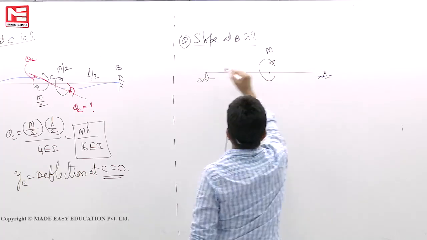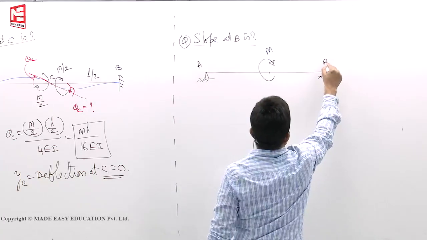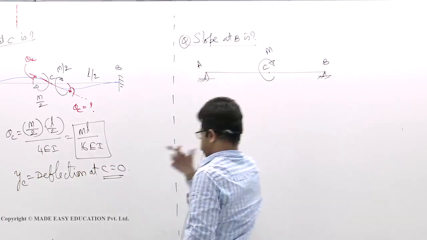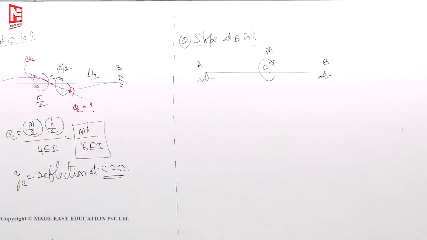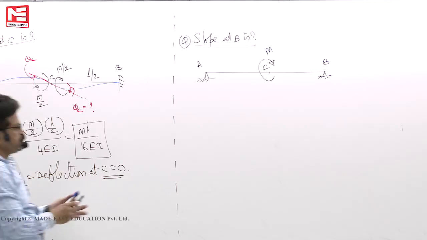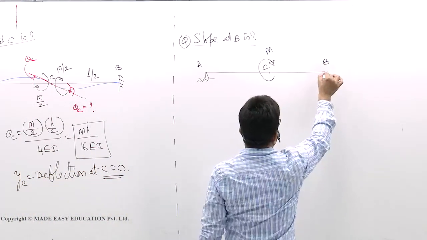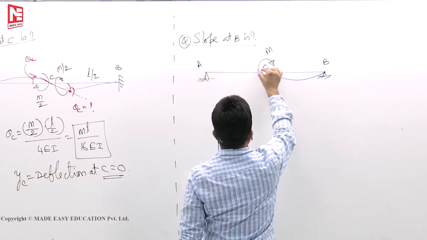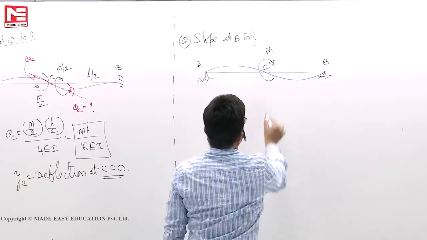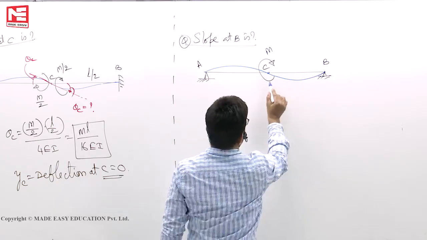You apply a moment M. This is, say, A, B, C. If you want to find the slope at B, the deflection profile is a 2 marks question. Say the deflection profile is like this. Okay, here deflection will be 0.